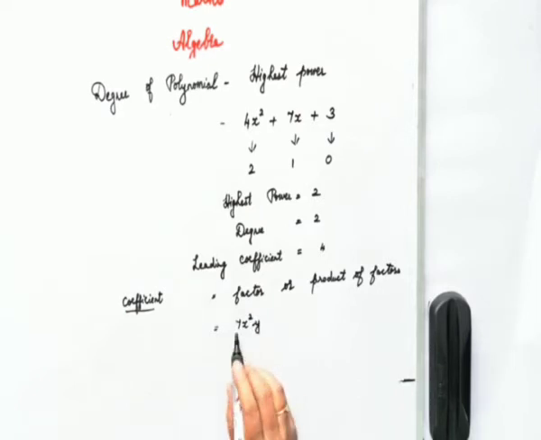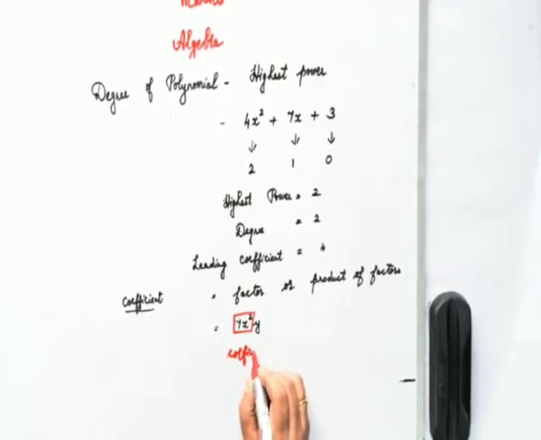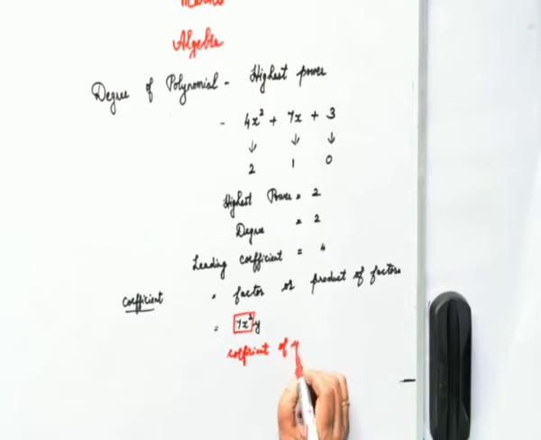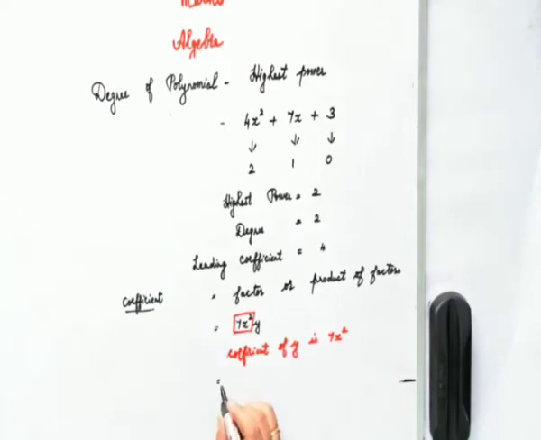This is an expression, 7x squared y. Now if we want to find out the coefficient of y, we have to see the other factors combined with this variable. Which are the other factors combined with the variable? 7x squared. So the coefficient of y is 7x squared. Let me give another example. 9xyz.